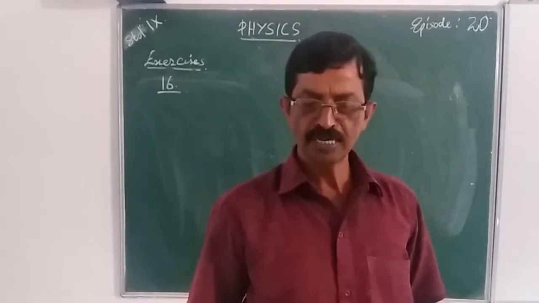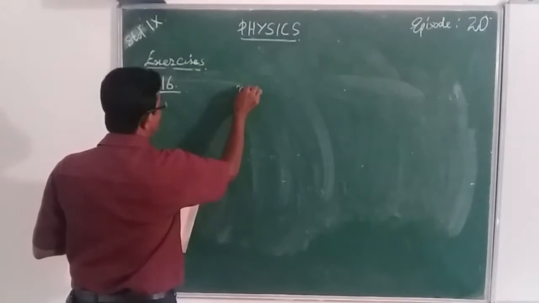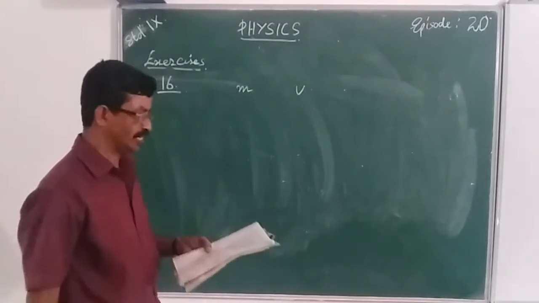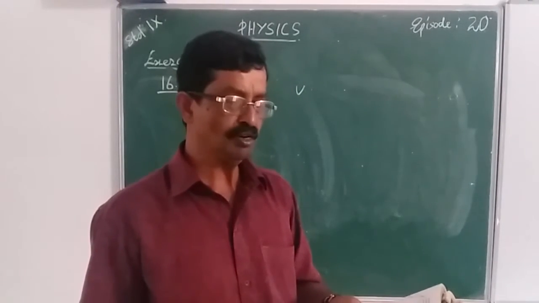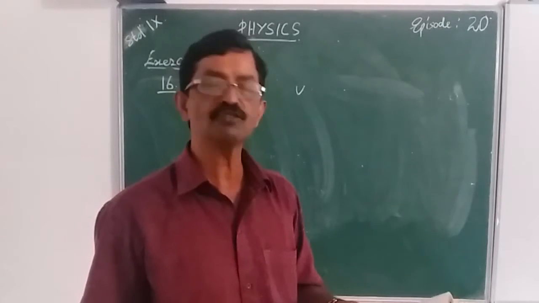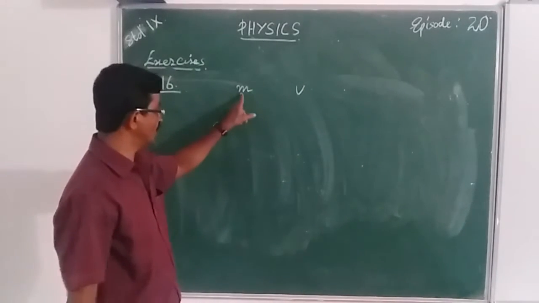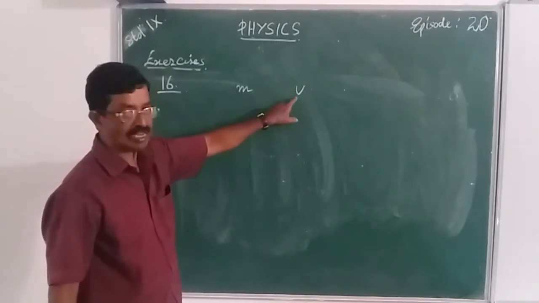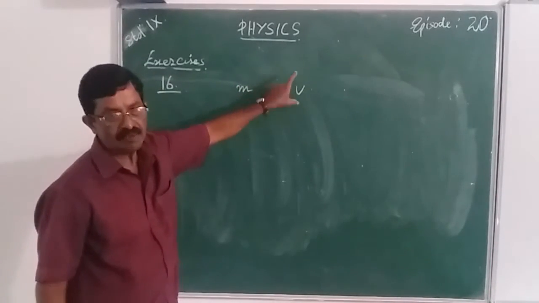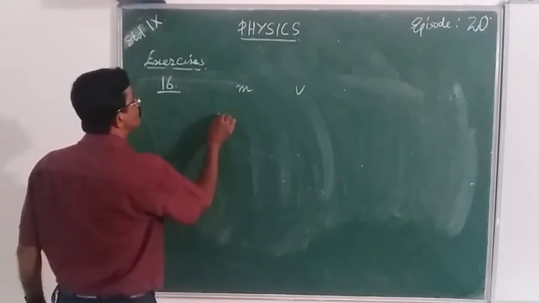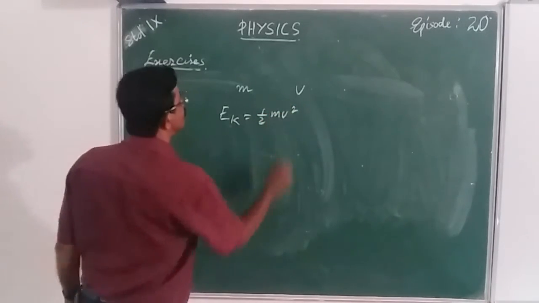An object of mass m is moving with a constant velocity v. How much work should be done on the object in order to bring the object to rest? We want to bring this object to rest. Its mass is m, moving with velocity v. We know when a body of mass m moves with a velocity v, its kinetic energy is equal to half m v square.